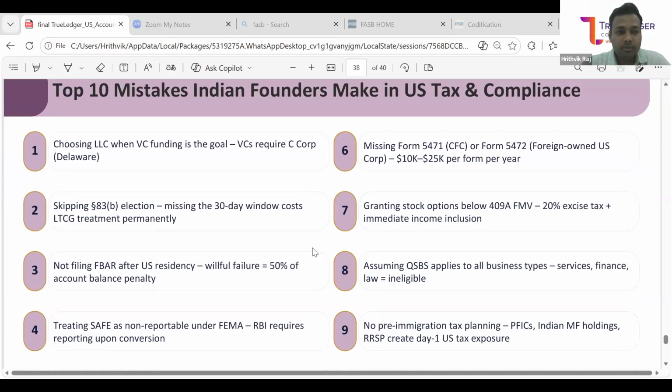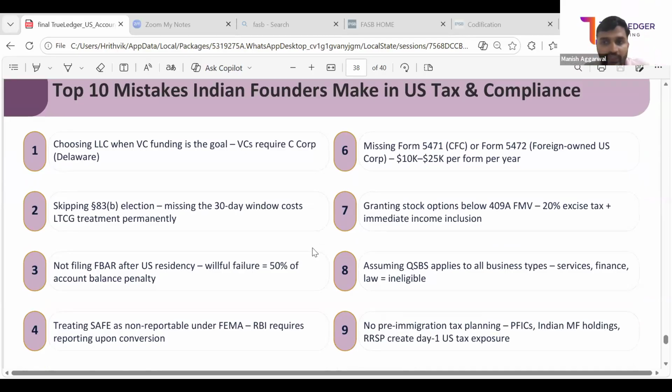Some of the key mistakes founders or advisors make when they advise clients in setting up is, as I said, choosing an LLC when VC funding is the goal. Let's say instead of going for a C corp, you set up an LLC. Converting later on would involve penalties and delayed election. So set up the right structure firstly.